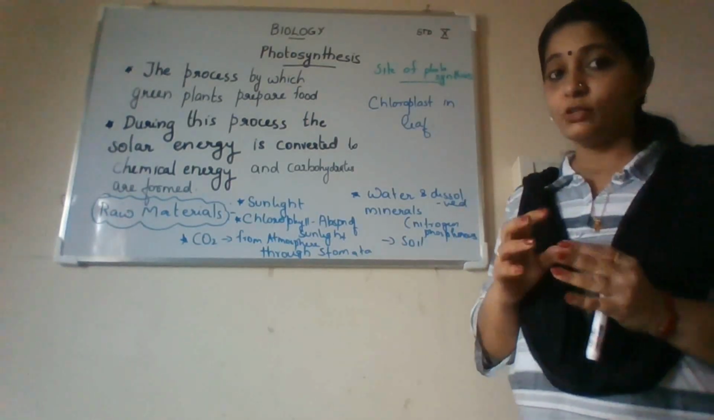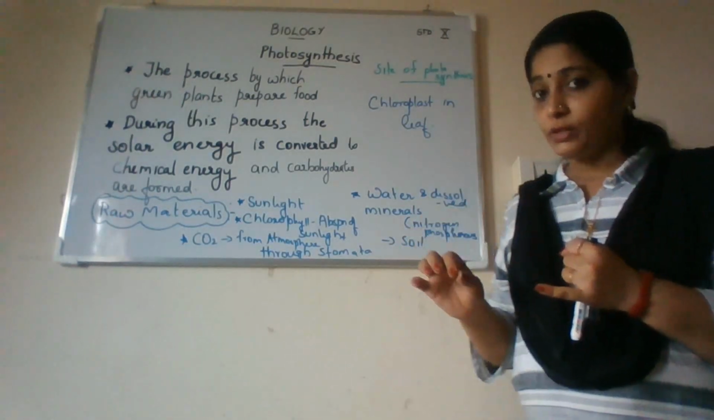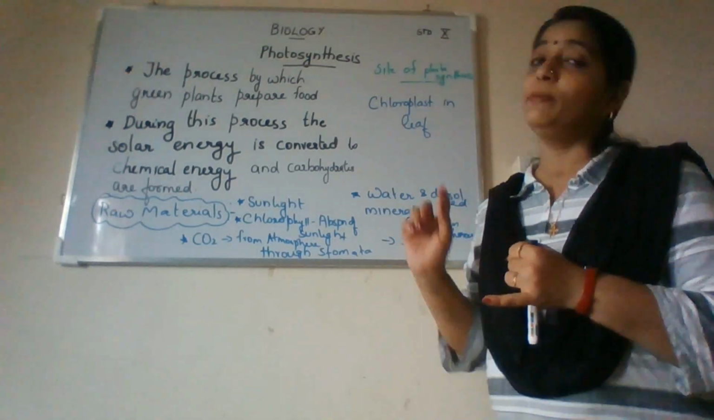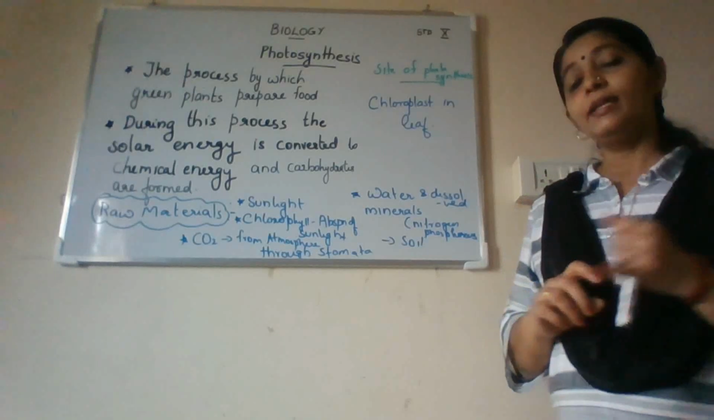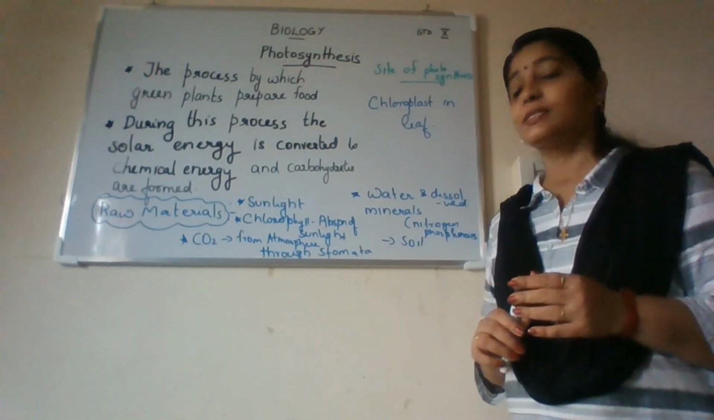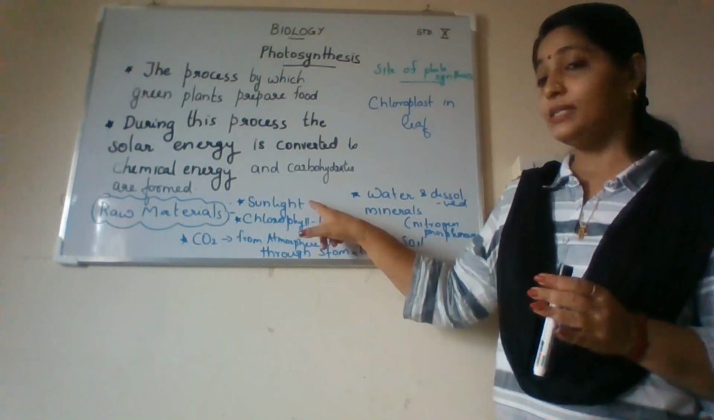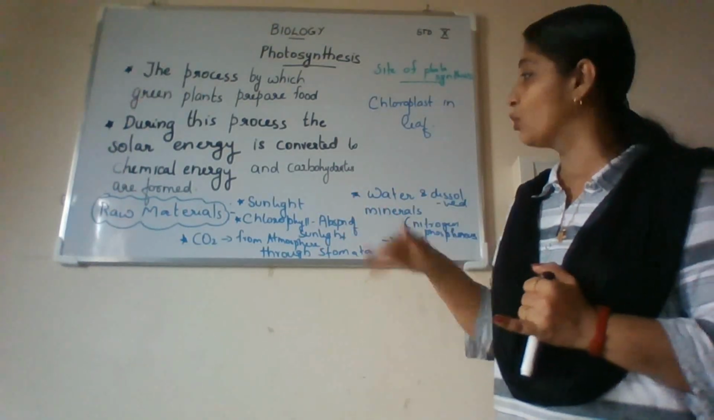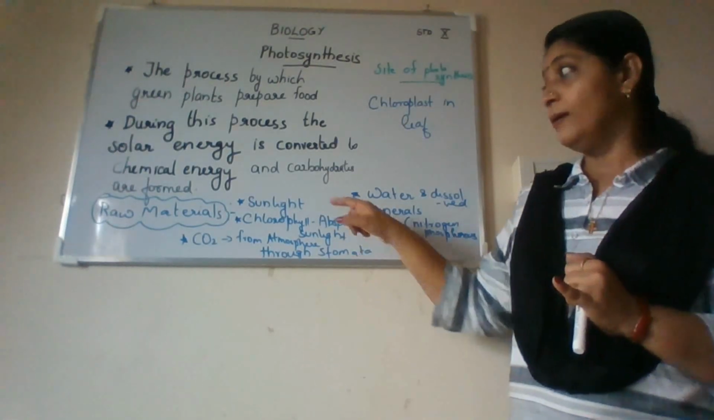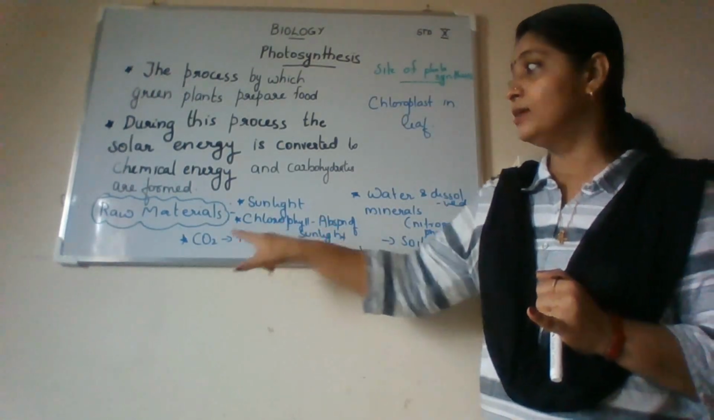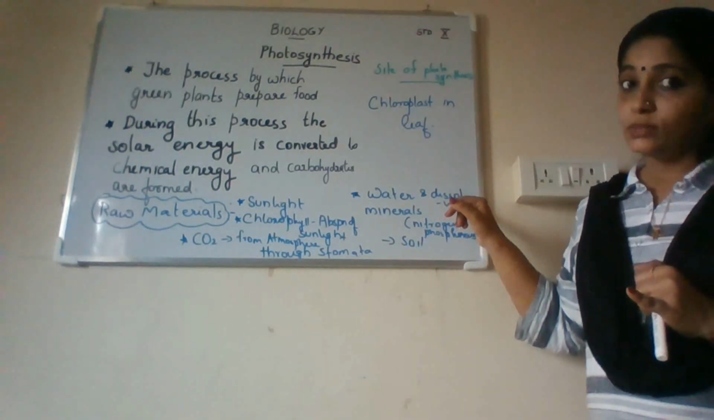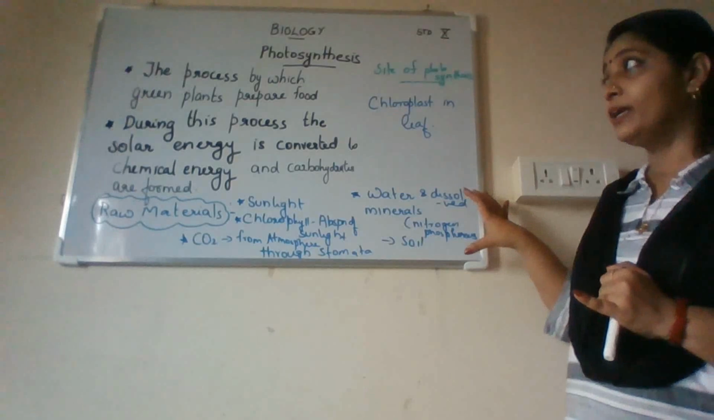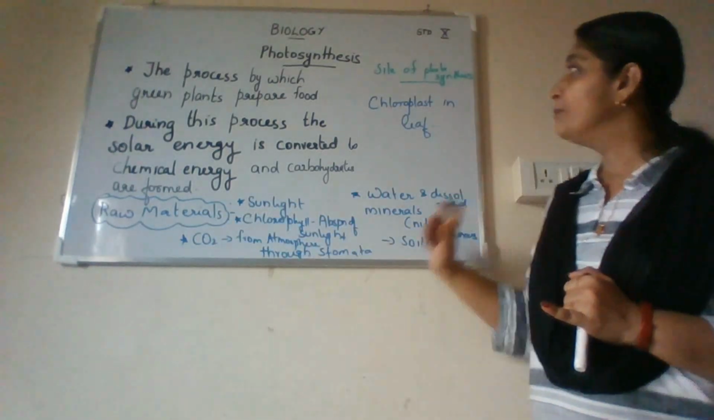So photosynthesis means the process of production of food, or preparation of food, by the green plants, and during this process the solar energy will be converted to chemical energy, and the final products are carbohydrates. It's important to study the raw materials and from where they are available to the plants: sunlight, chlorophyll, carbon dioxide, and water and dissolved minerals. These are the major raw materials. You have to make a note of this: raw materials needed for photosynthesis.